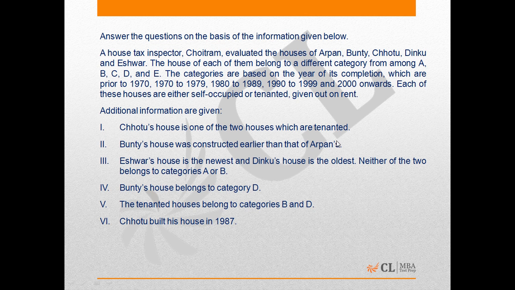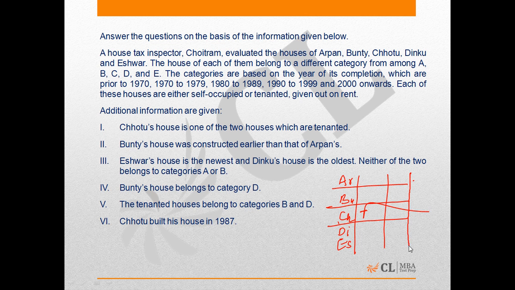As per the statement, first, Chotu's house is one of the houses which are tenanted. So first of all, write the names of the persons A, B, C, D, E: A Arpan, B Bunty, C Chotu, D Dinku, and E Iswar. It is given that Chotu's house is one of the two houses which are tenanted. So Chotu's house is tenanted.